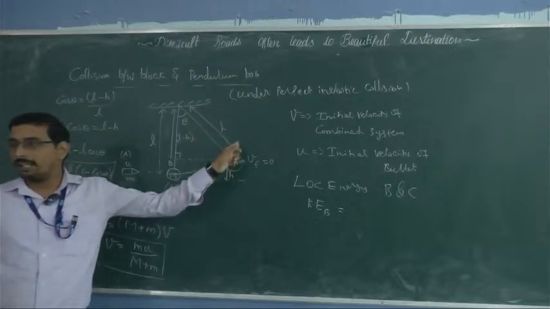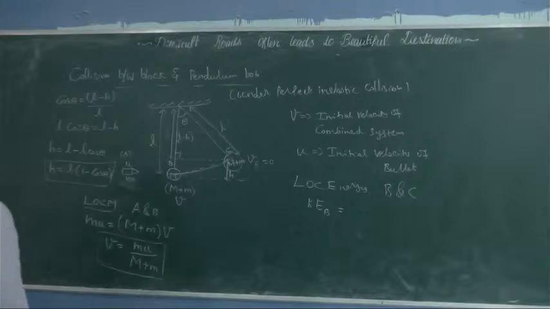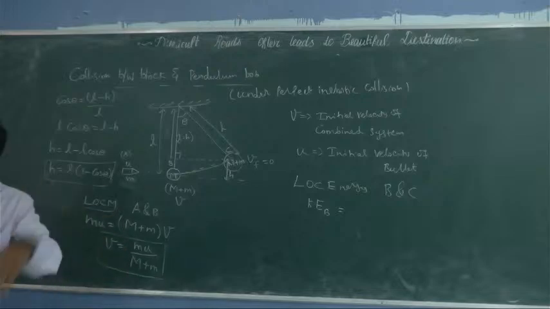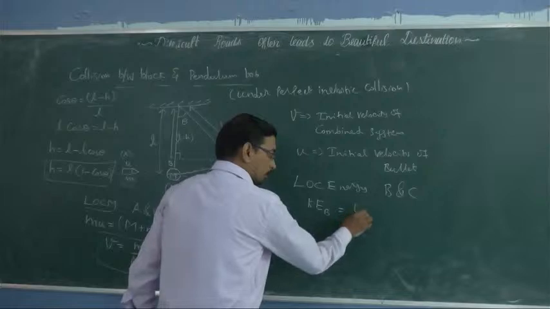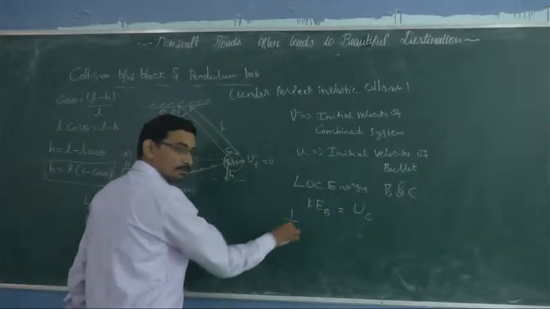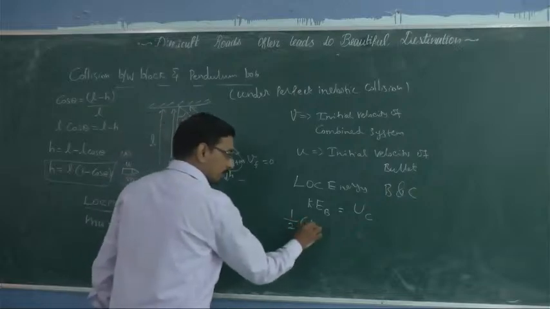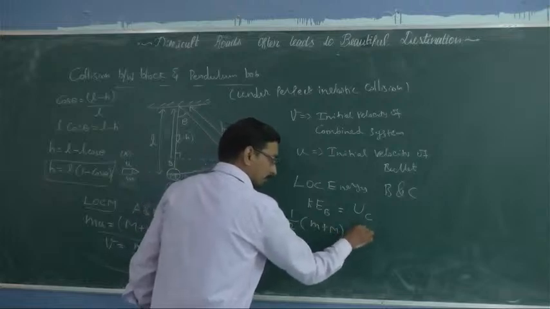At maximum height, what about the velocity? 0. So at that place the kinetic energy disappears. The disappeared kinetic energy is converted into potential energy. So kinetic energy at point B will be equal to potential energy at point C. Kinetic energy formula is half M plus m, because at point B we have the combined system, M plus m v square.